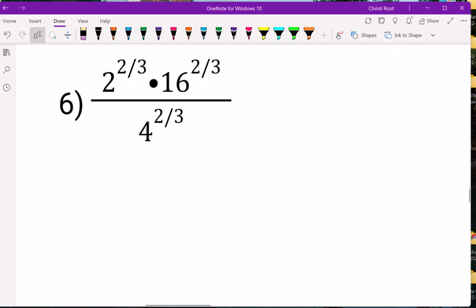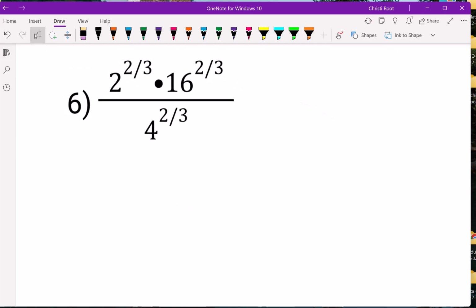Okay, last one. I'm gonna give you a second to look at this. There's a technique that I've already used today that you can use to make this look so much easier, okay? So just kind of look and see what you have that's different, what's the same. Pause the video and see if you can figure it out.